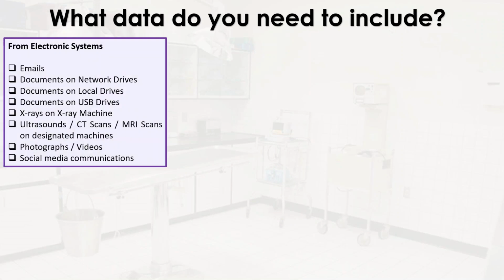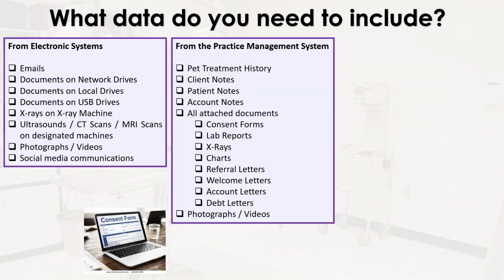So, first of all, you need to look at all your electronic systems, so your emails, your network drives, local drives, USB drives, any X-rays on X-ray machines, ultrasounds, CT scans, MRI scans on designated machines, as well as photographs, videos. You also need to look at any social media communications that you've had. On your PMS system, you need to look at the pet treatment history, the client notes, the patient notes, the account notes, all attached documents including but not limited to consent forms, lab reports, x-rays, charts, referral letters, welcome letters, account letters and debt letters, as well as any photographs, videos, or diagrams that you have on there.